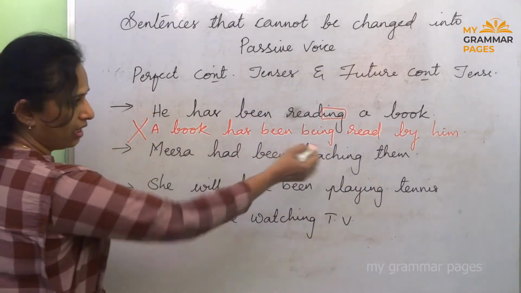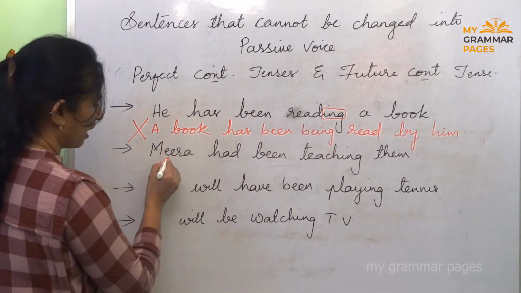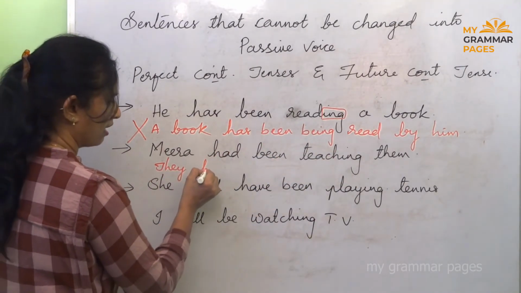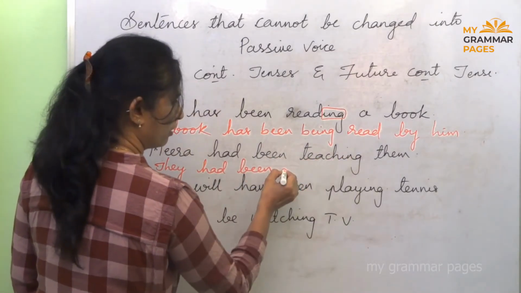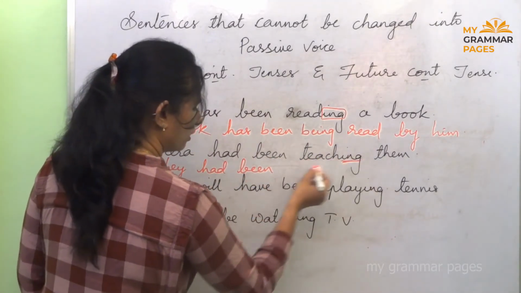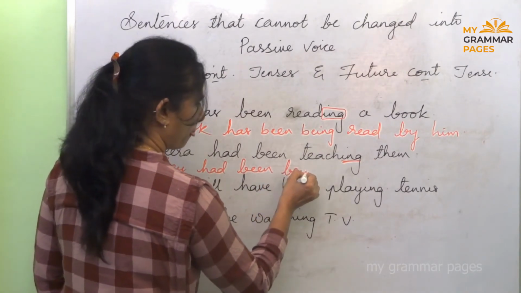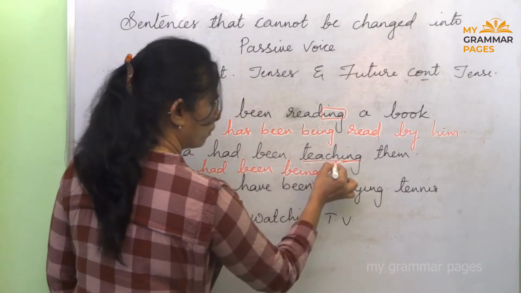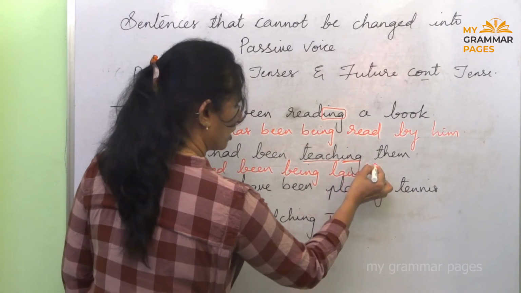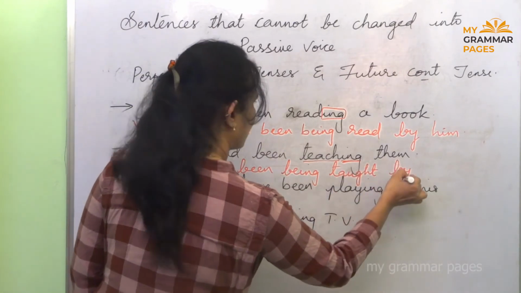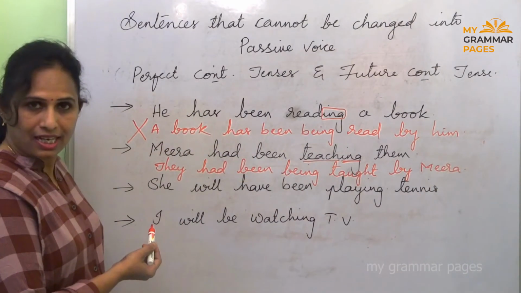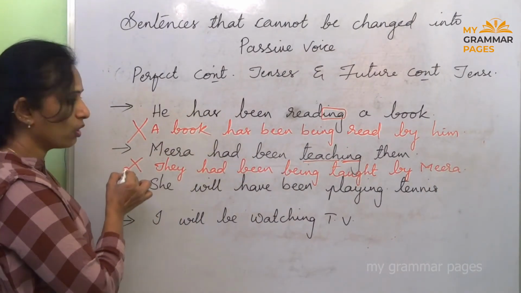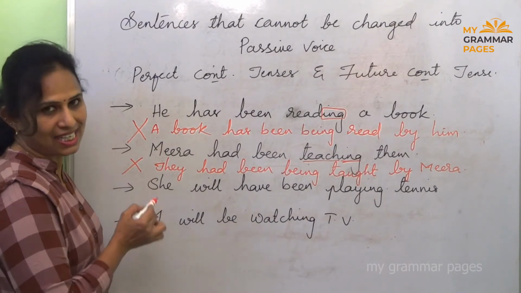In the same way, them will be changed to they. They had been. Once again, in place of the ing form, we will keep being. Teach, third form, will be taught by Meera. So, even this sentence is absolutely wrong, which is a meaningless sentence.